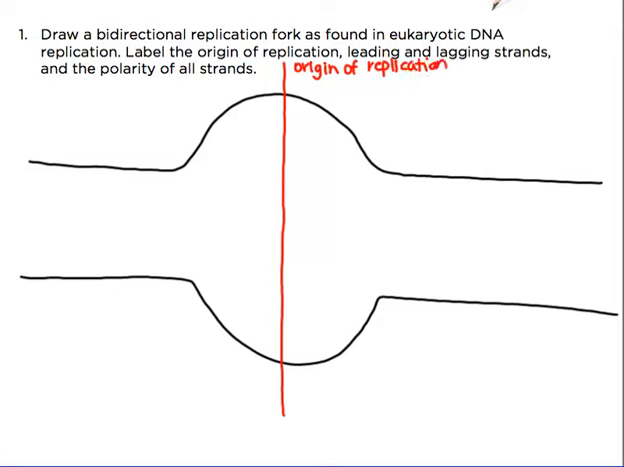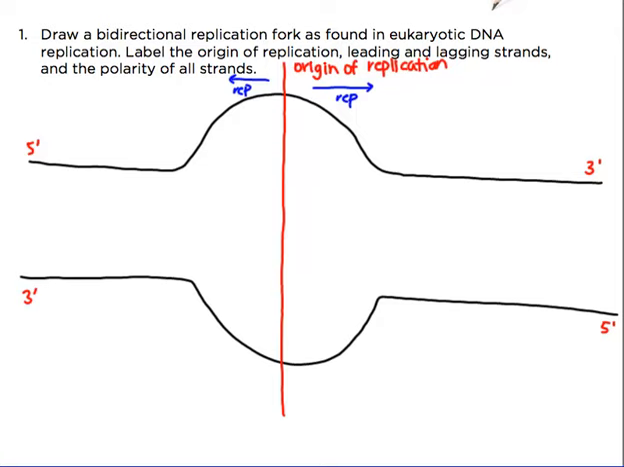Okay, now I'm just going to assign polarity to these original strands so that we can work from there. So let's say that the top strand is going from 5' to 3', and the lower is going from 3' to 5'. Okay, so now what they mean by bidirectional replication, that means that replication is happening to the right, but it's also happening to the left. So let's do to the right first.